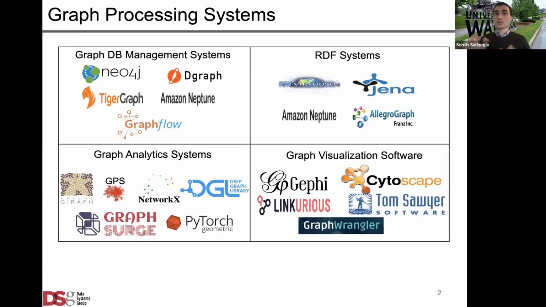RDF systems, although they have a lot of similarities with graph database management systems, as well as relational database management systems, are particularly designed to manage that type of knowledge.